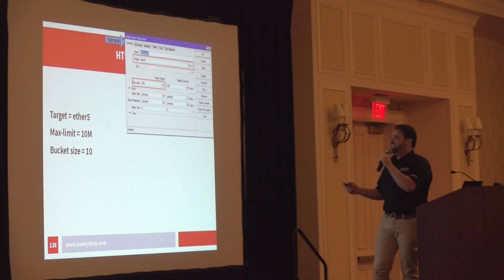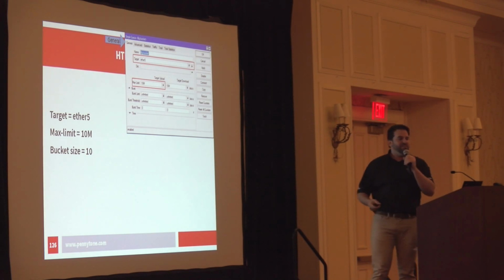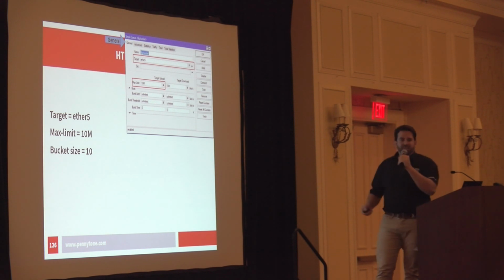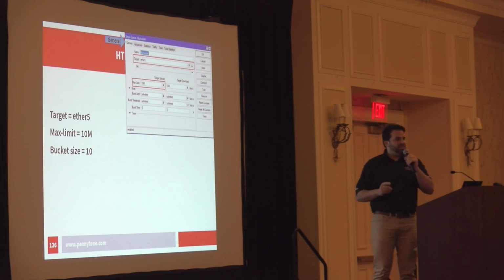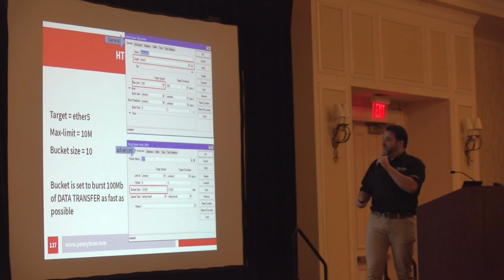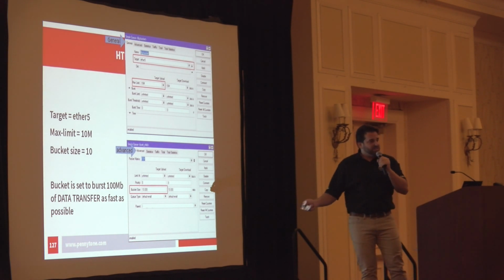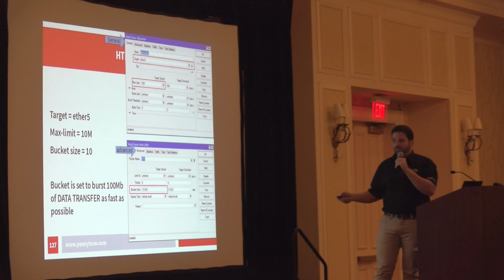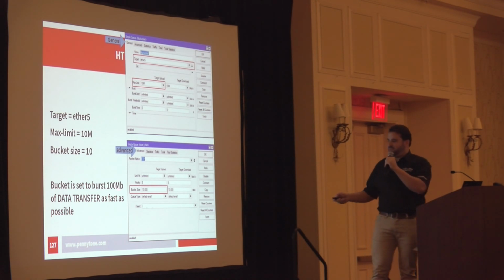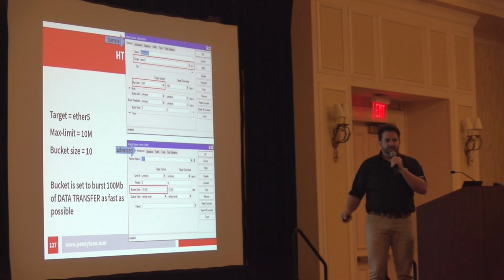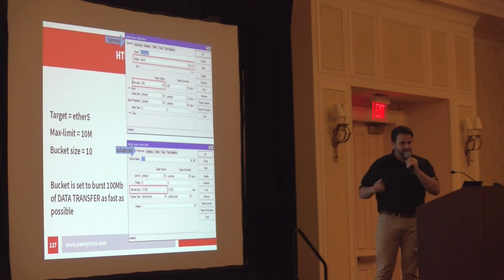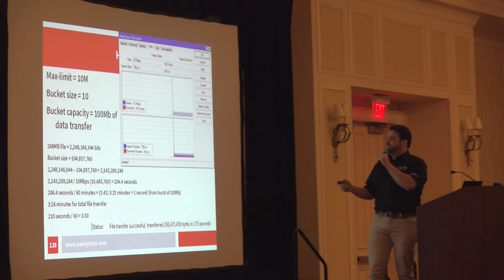Anyway, here's the lab setup. For the simple queue, under the General tab, I'm going to make the target Ether 5. That's the interface facing my laptop. And the max limit is only 10 megs. That's kind of small, but check this out. Under Advanced, I'm giving it the maximum bucket size of 10. That's the highest you can go. So 10 times 10 is 100 megabits of data transfer. Data transfer, not bandwidth. Remember that.